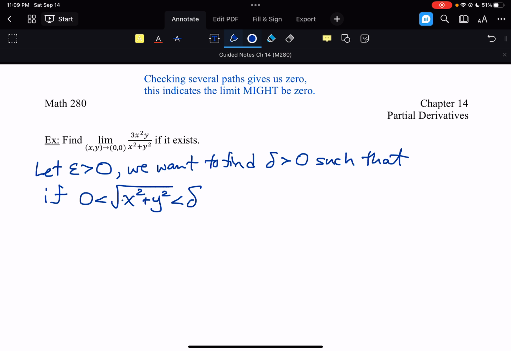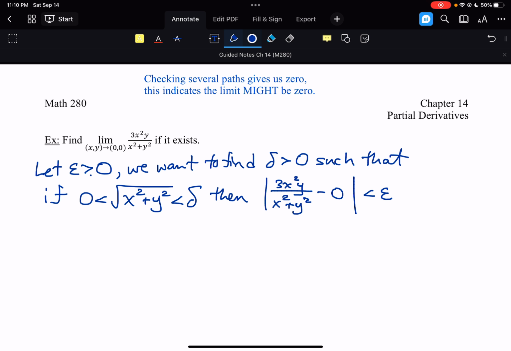So if the distance between (x, y) and (0, 0) is less than delta, then the absolute value of 3x squared y over x squared plus y squared minus 0 is less than epsilon. Again, this is the distance between the function and the limit that we believe to be the limit. If it's not actually the limit, then this method of proof would not work. We would have to reevaluate and try to find the appropriate limit value.